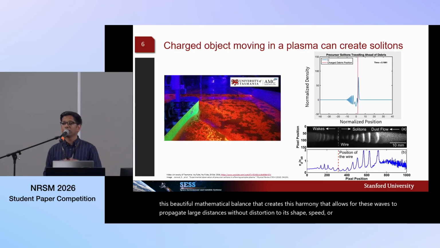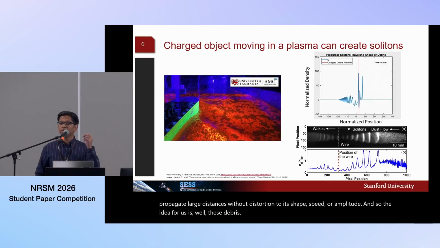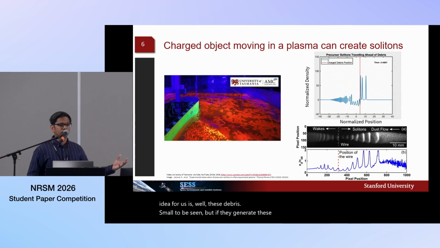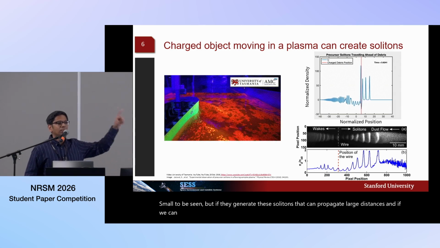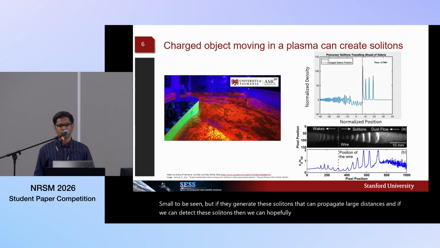And so the idea for us is, well, these debris are too small to be seen. But if they generate these solitons that can propagate large distances, and if we can detect these solitons, then we can hopefully, therefore, detect the debris that created them.